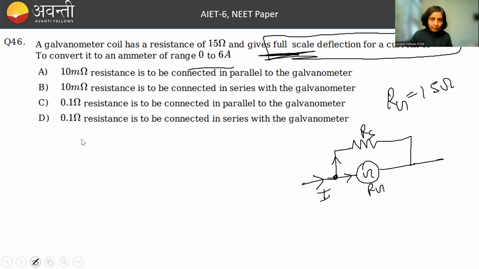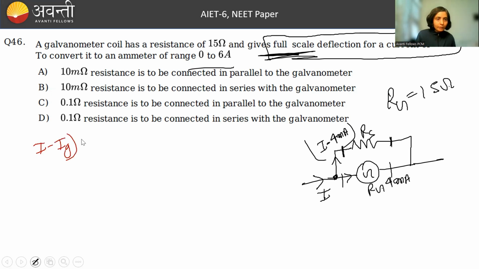So if this is I, here it will come 4 milliampere along this, and here it will go I minus 4 milliampere. Okay, so if it is not in milliampere, you need to convert 4 milliampere into ampere. Done. And after that, if you have to calculate any of this, what thing you can use? Across shunt, whatever voltage will be, across galvanometer, same voltage will be because they are in parallel. So what you will write now? You will write (I minus Ig) into Rs will be equal to Ig into Rg.